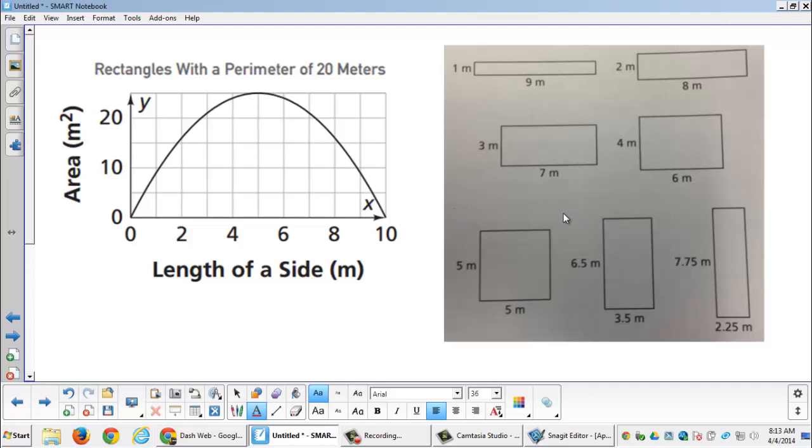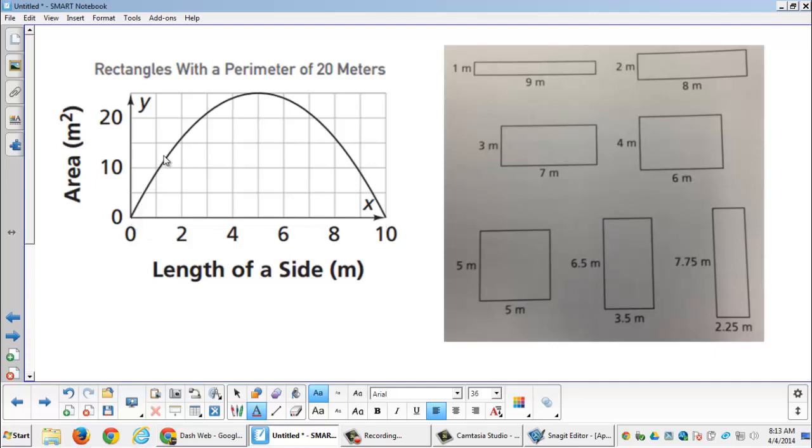As we continued through that, we started to see that the area would change. So 1 by 9 gave us an area of 9, a 2 by 8 gave us an area of 16, 3 by 7 was 21. And when we graphed our information, we can see that we created a graph that looks like a U shape, or what we later came to know as a parabola.